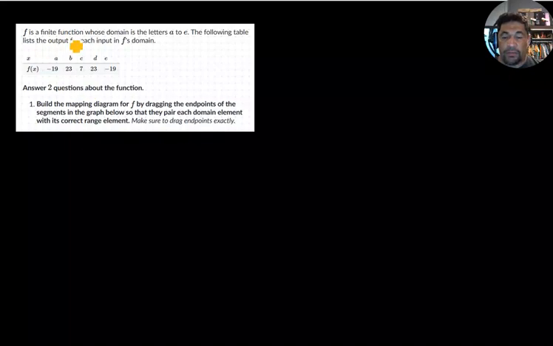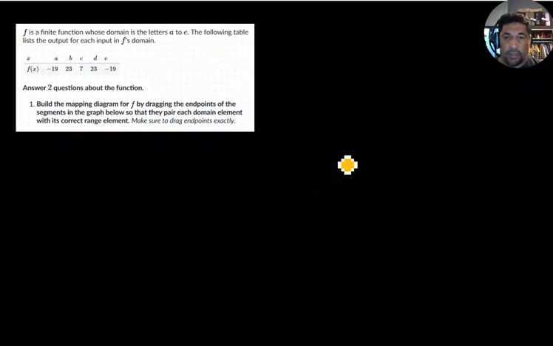Let f be a finite function whose domain is the letters a to e. The following table lists the output of each input in f's domain. All right, so the output is the bottom row here, and the input is the top row here. So what we can do is write a mapping diagram to see now if the function here is invertible.